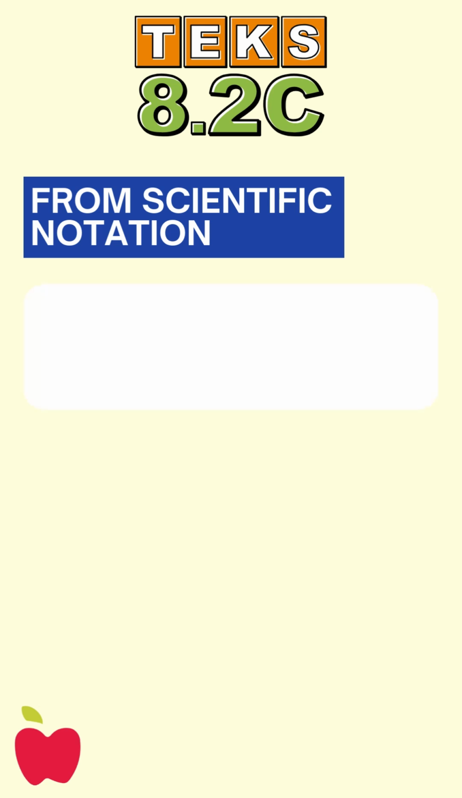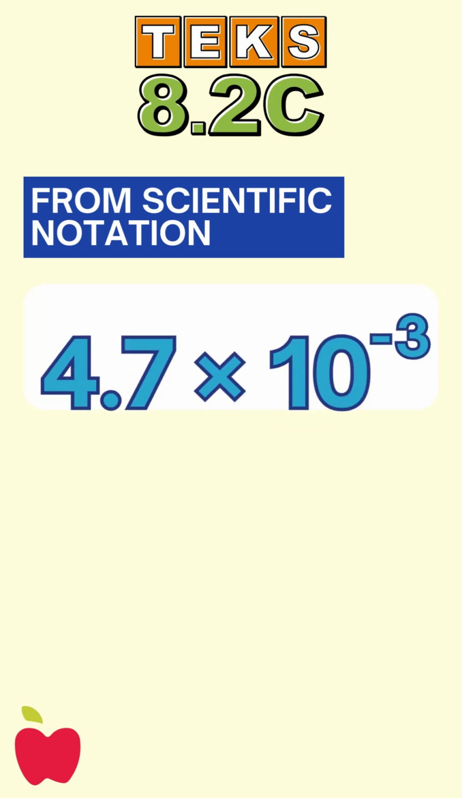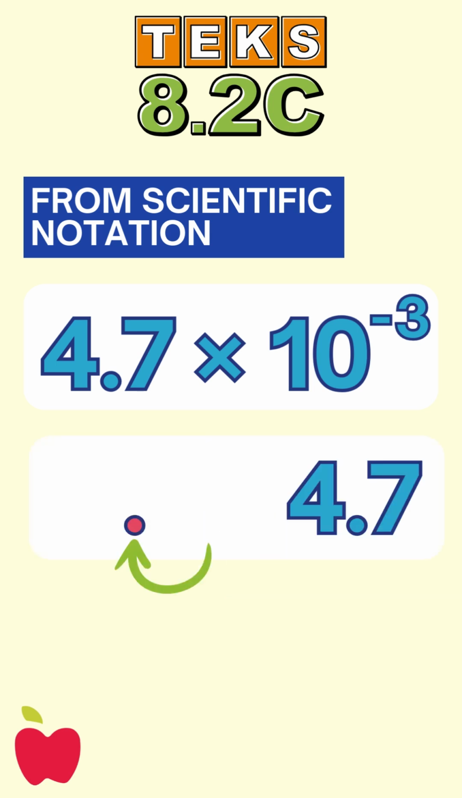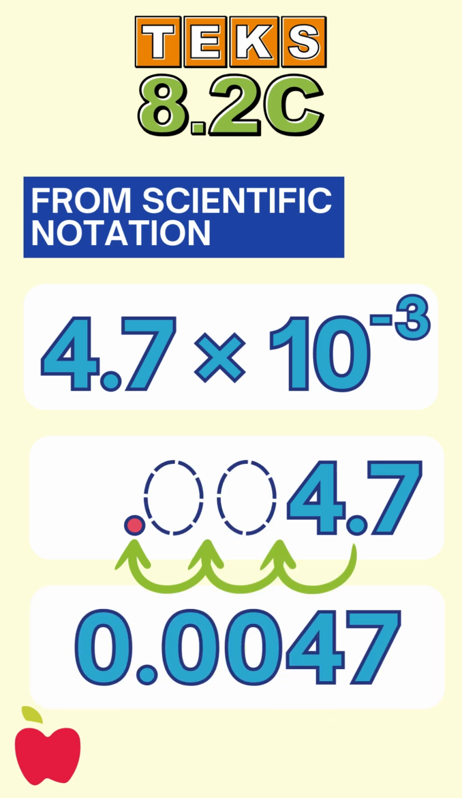Next, let's look at a number with a negative exponent, 4 and 7/10 times 10 to the power of negative 3. Move the decimal 3 places to the left, 4,710,000ths. When the exponent is negative, the number gets smaller, so we move the decimal point to the left. This is why we add zeros in front of the 4. A negative exponent shows that the number is less than 1, and moving the decimal left makes the number smaller.